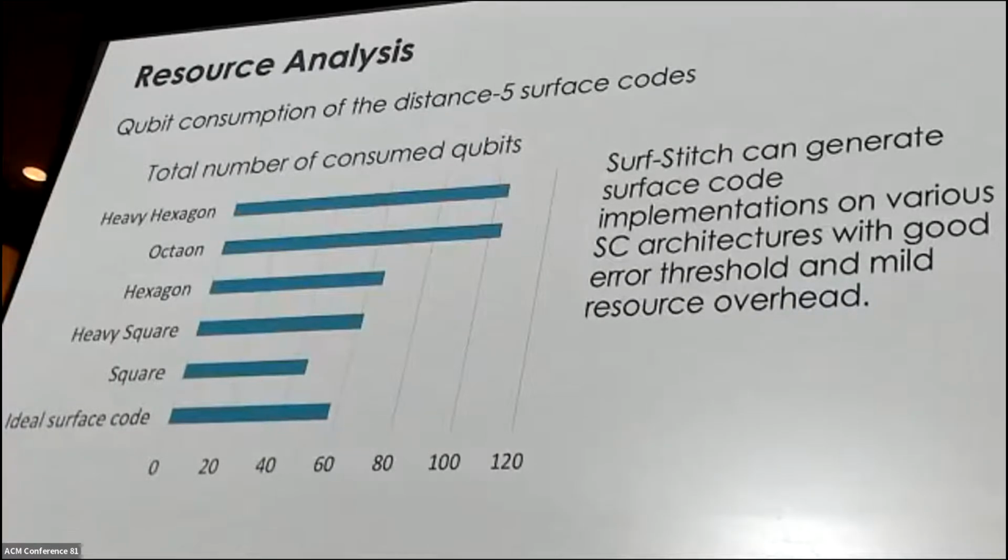In fact, we also perform the scalability analysis on our framework. That is, the resource consumption of our framework scales linearly with respect to the square root distance, just the same as the ideal system.